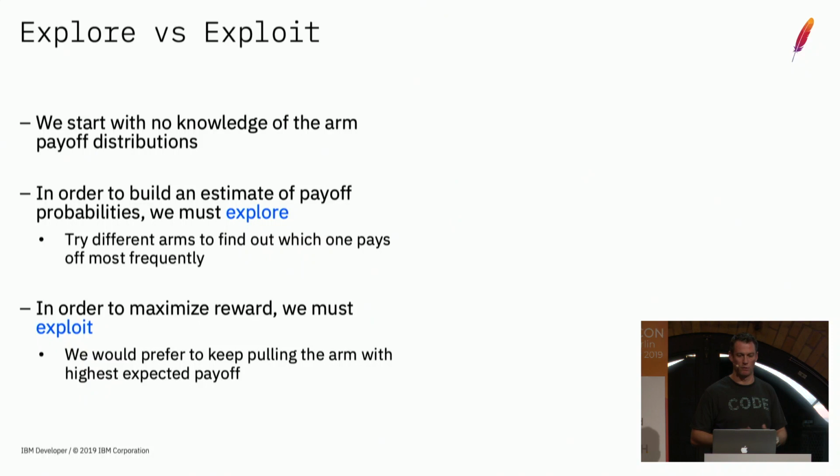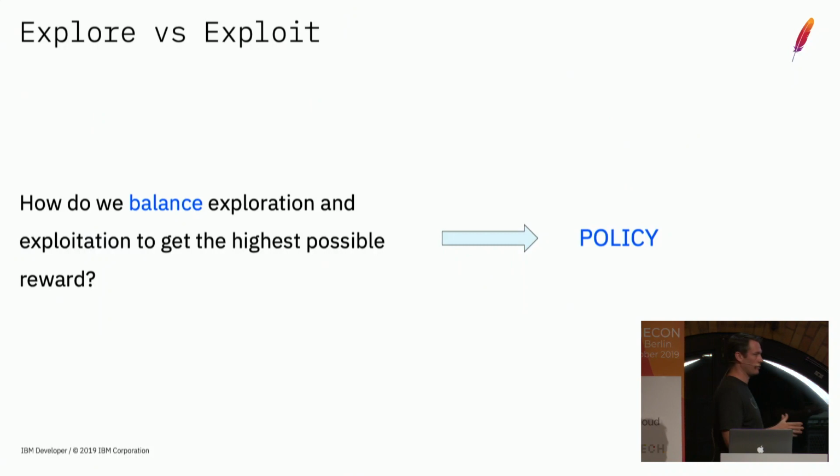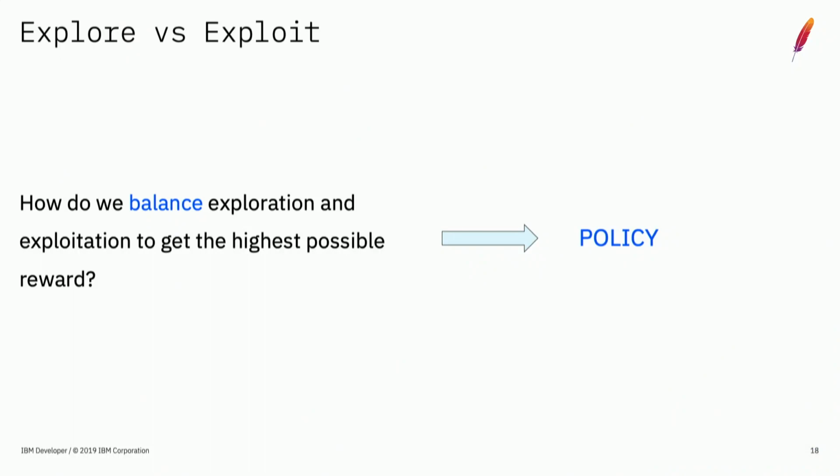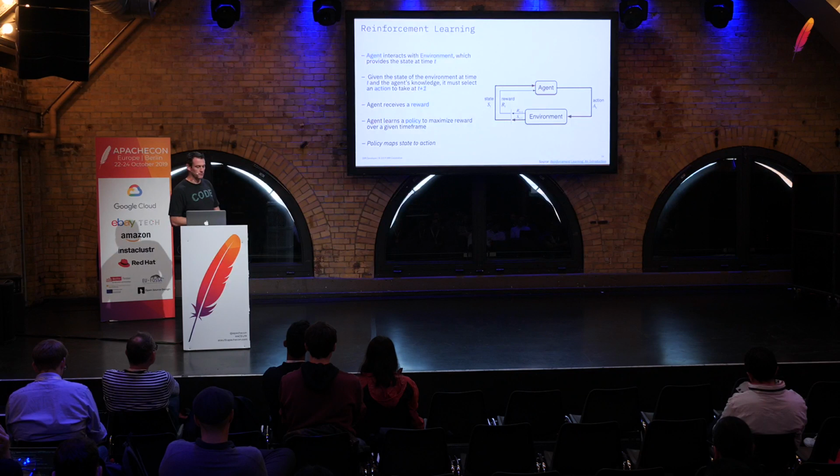So this is this question about how do I balance the need to explore, to find out more about the world, with the need to exploit in order to maximize a reward. And this is the concept of a policy. I need a plan that tells me at each time step, given what I know about the world and given what I know about the arms, which one am I going to pull? And that is basically reinforcement learning.